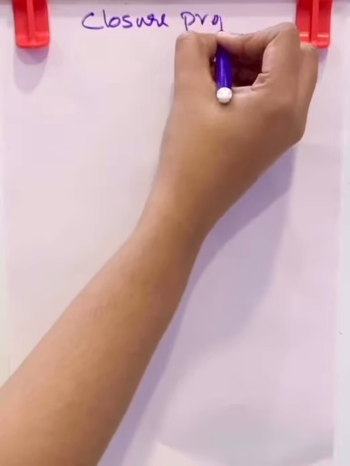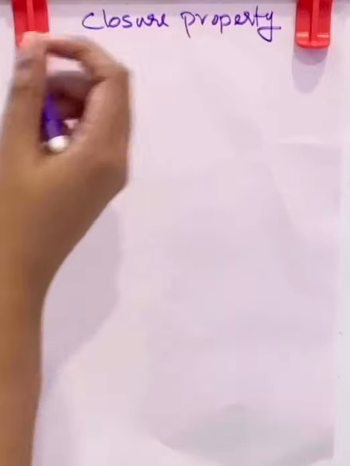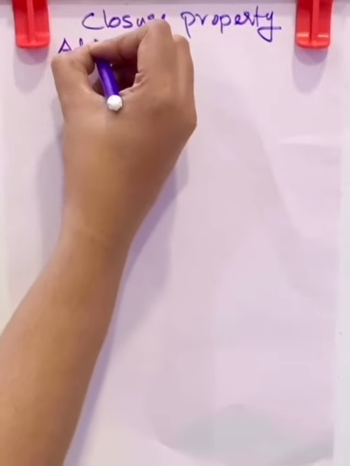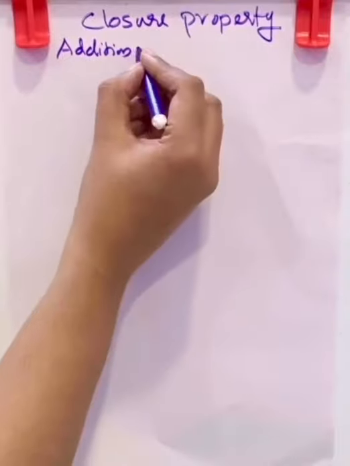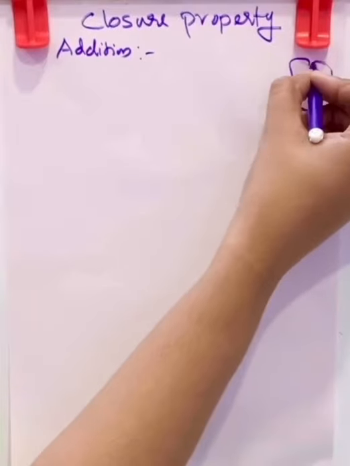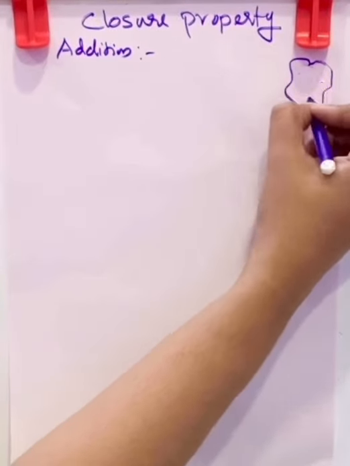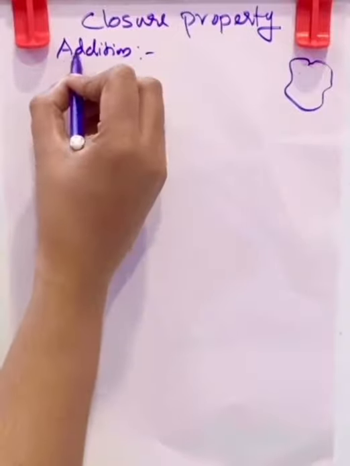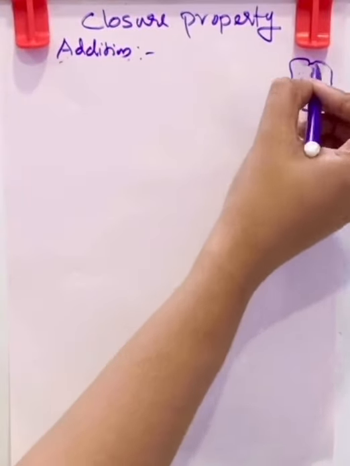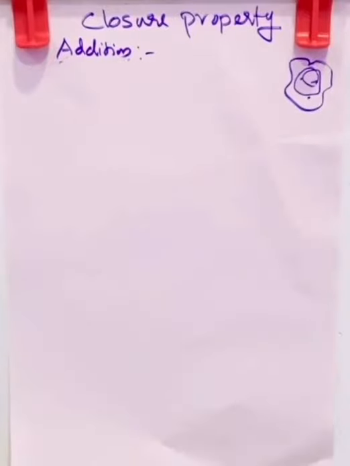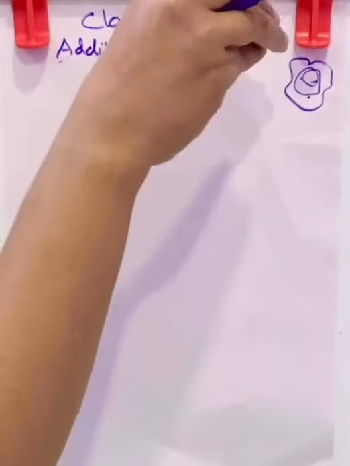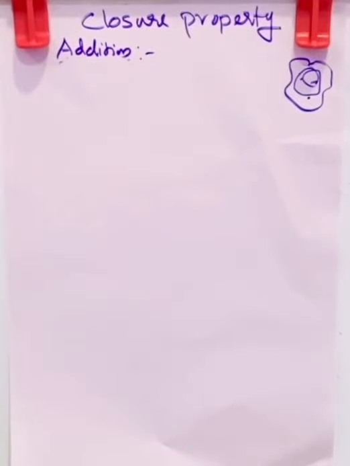Closure property of integers. First, we will check closure under addition. What is the meaning of closure? That is closed. If integers are inside this bag, and we add 2 integers, the result also must be inside this. That is the closure property. That is, if we add 2 integers, then the answer should also be an integer.